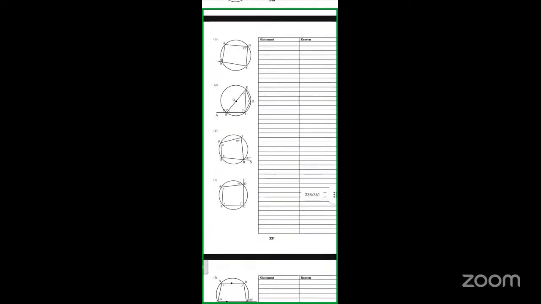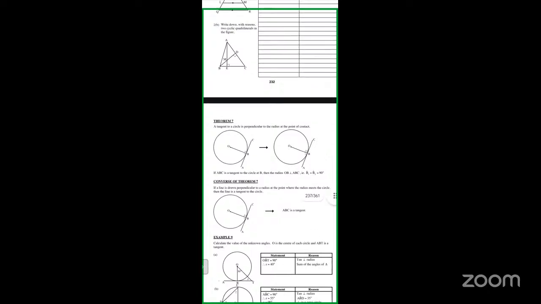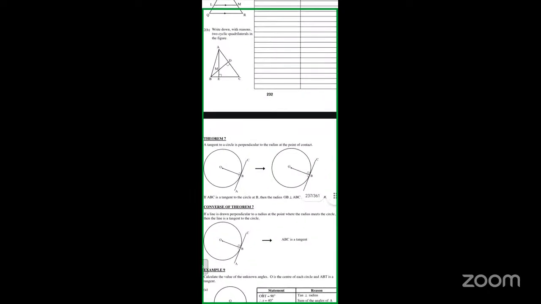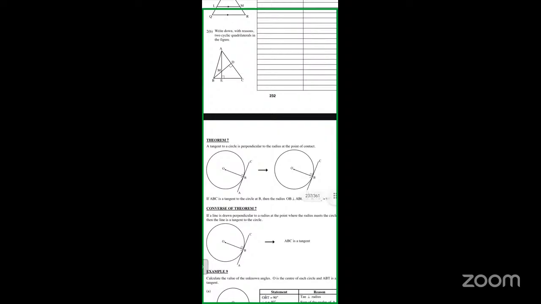Then we can move to the other theorem, which is theorem 7. In this theorem, we can see that we have got a tangent to a circle. Remember that the tangent is the line that touches the circle on the circumference at one point. In this case, the point is B. Then we also have the radius. Remember, the radius is the line from the center to any point on the circumference. Then the point of contact here is B.